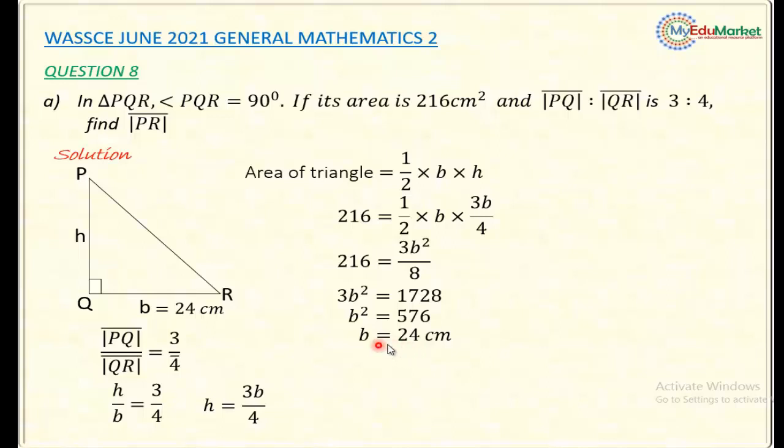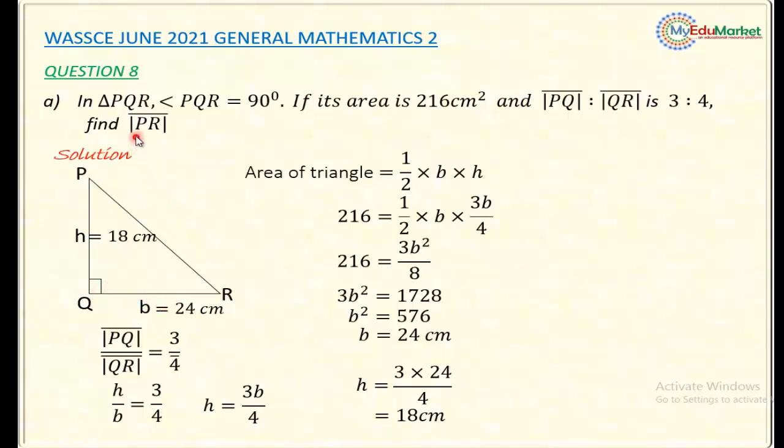So I can now use this B to find H, that is the other side. So I'm now going to substitute B with 24 in this relation, H equals 3B/4. So I'm now going to have 3 times 24 over 4. This is 3 times B, and B is now 24. And this results in H being equal to 18. So the other side PQ is also known as 18 centimeters.